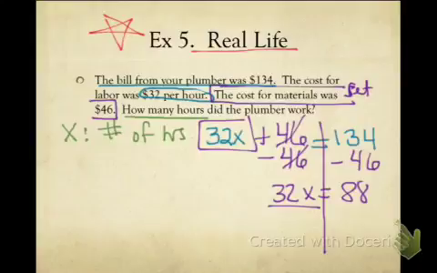which is what the plumber got for his labor. So last, if I divide, now that I have the variable term and constant terms on opposite sides, you'll notice that we end up with 2.75.